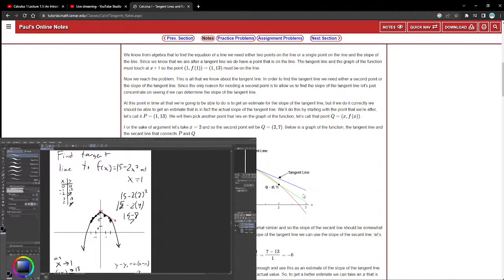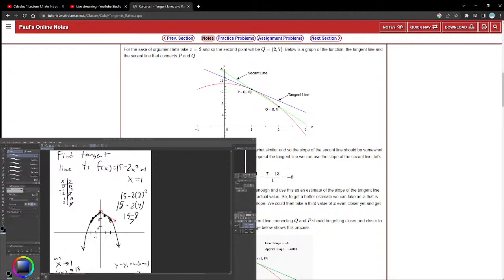So we got the secant line right here. Or wait, yeah, the secant line is the green one. And then we got the tangent line and all that. You can see from the graph that the secant and tangent lines are somewhat similar. So the slope of the secant line should be somewhat close to the actual slope of the tangent line. So as an estimate of the slope of the tangent line, we can use the slope of the secant line.